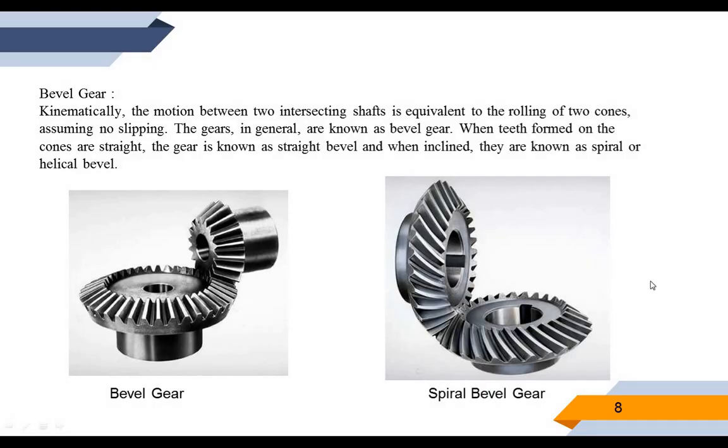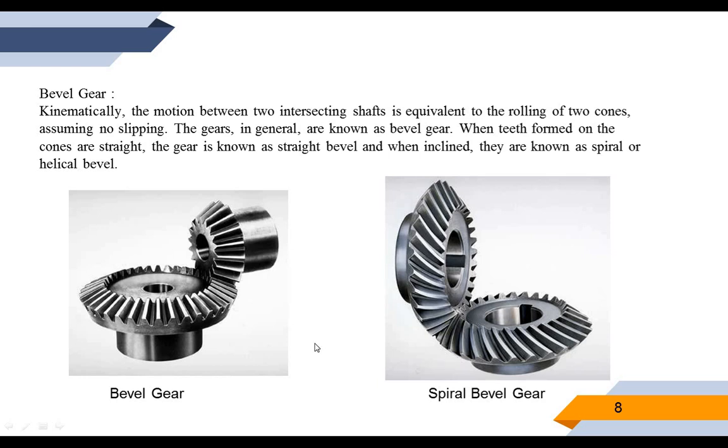Next gear is the bevel gear. Kinematically, the motion between two intersecting shafts is equivalent to the rolling of two cones, assuming no slipping. The gears in general are known as bevel gears. When teeth formed on the cones are straight, the gear is known as a straight bevel, and when inclined, that is known as a spiral or helical bevel. In this figure you can see a bevel gear and a spiral bevel gear.